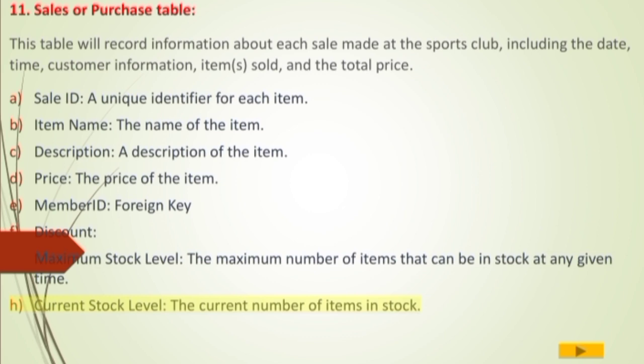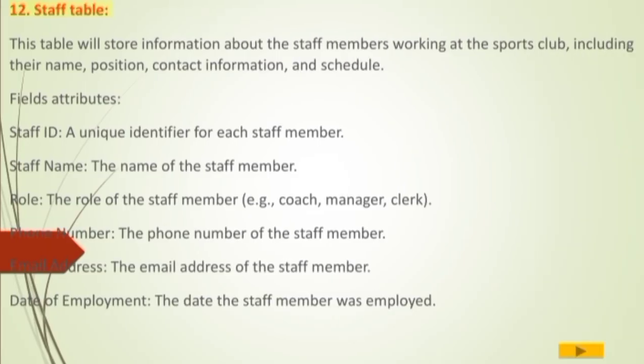H. Current stock level. The current number of items in stock. 12. Staff table. This table will store information about the staff members working at the sports club, including their name, position, contact information, and schedule.